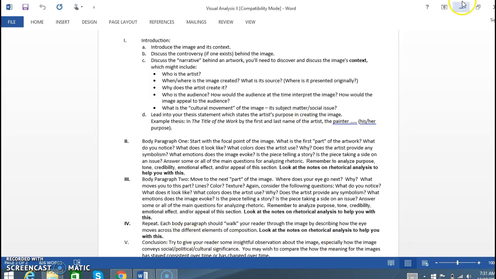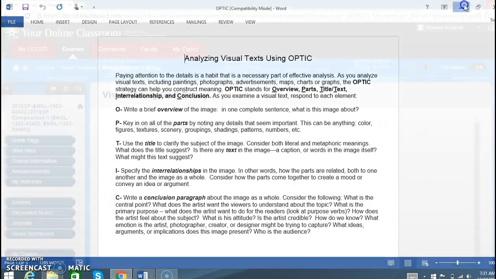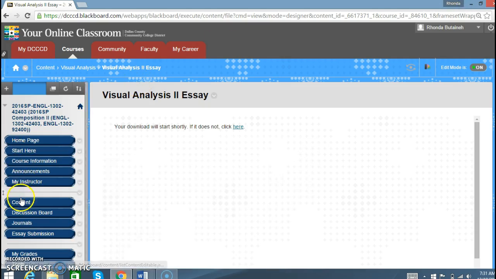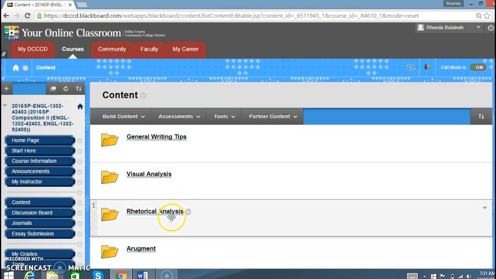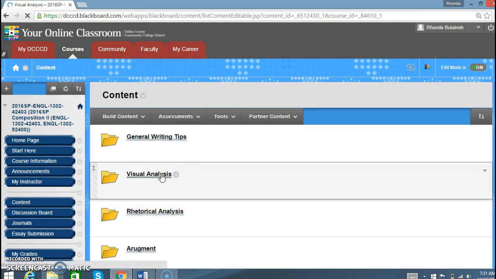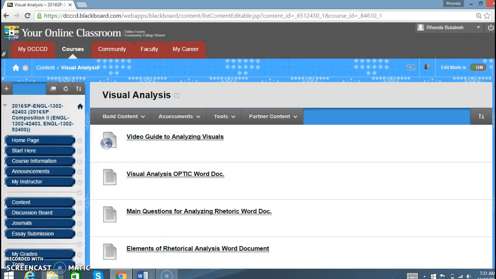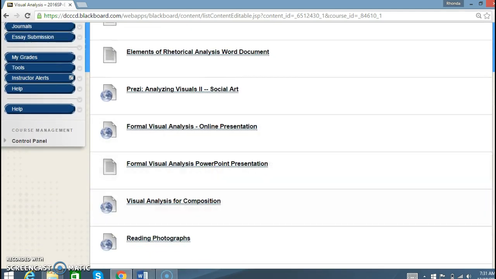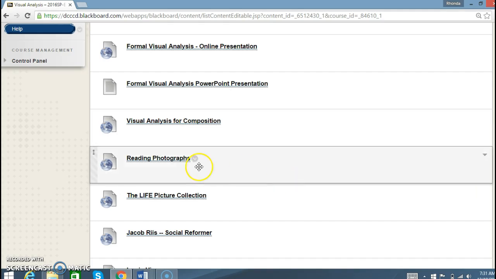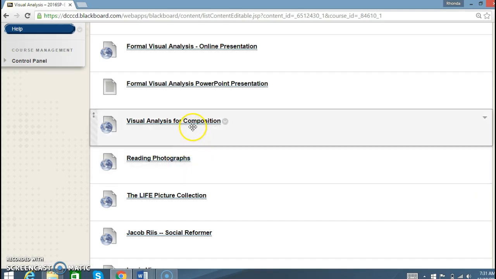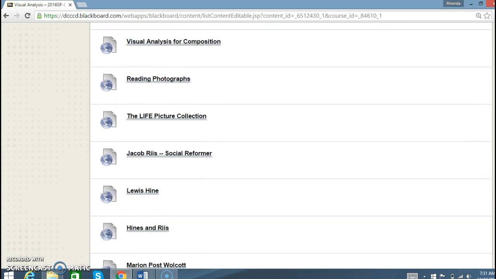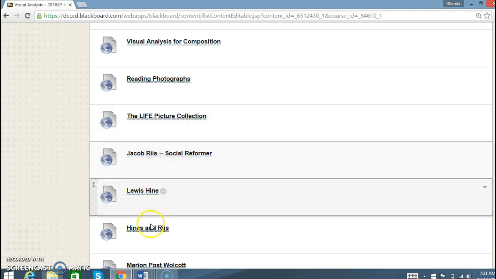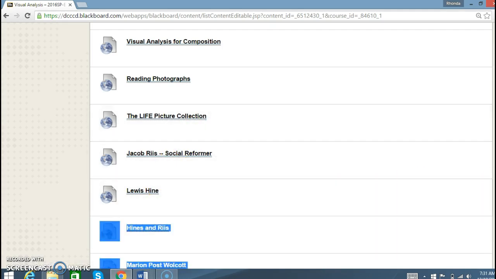Oh, one other thing. I'm sorry. If you're struggling to find an image, like I said, there are all these links in the visual analysis folder. So it's a good place to start if you just scroll down. Okay, and keep on going. The reading of photographs and visual analysis for composition notes are kind of handy from an online source. And here are all these different artists from different time periods.